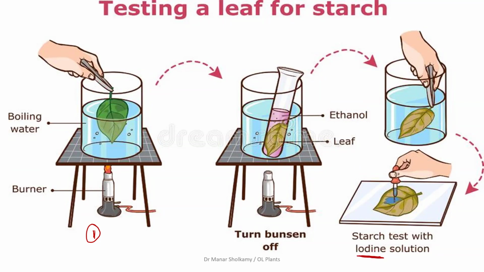I cannot add my iodine straight on the leaf because of two problems. Problem number one is that this leaf is covered with a waxy layer, so the iodine will not be able to penetrate the leaf. It's as if I am putting my iodine on plastic. Problem number two, what is the color of the leaf? It is green. Yes, it is dark green. And this dark color will not make me see the color change very well. The color change should go from yellow-brown to blue-black. I cannot see this color change clearly because the leaf is very dark.